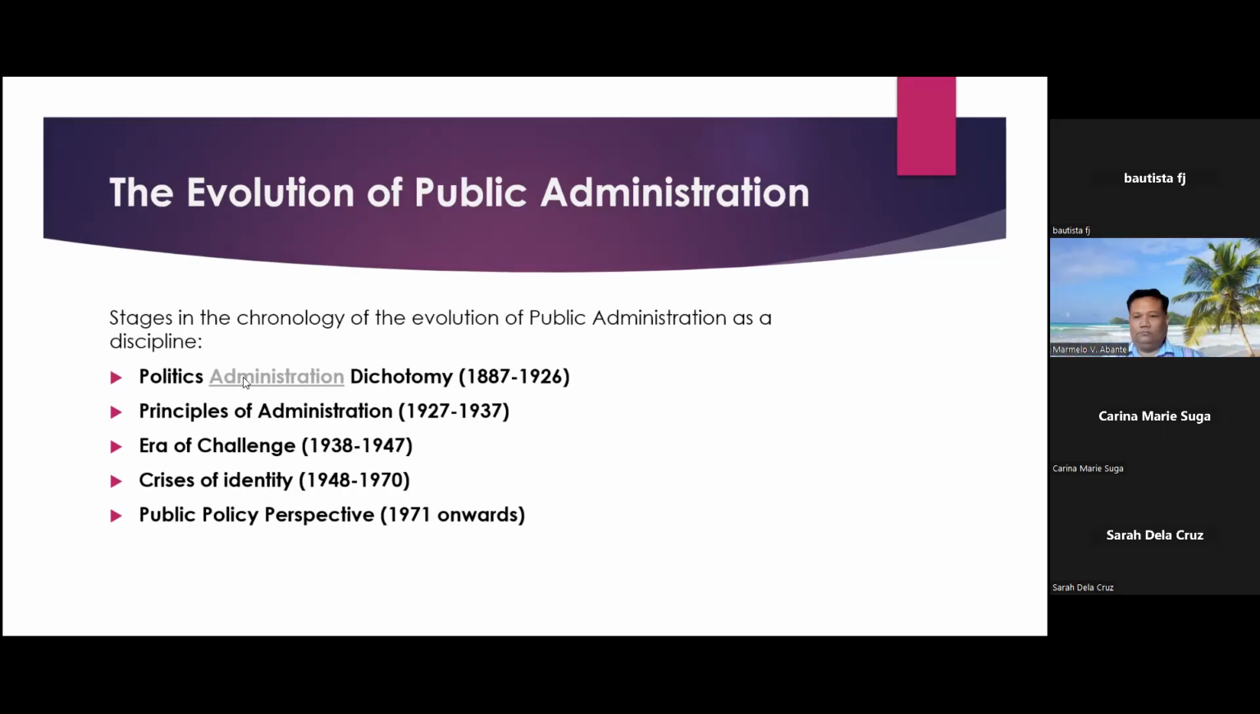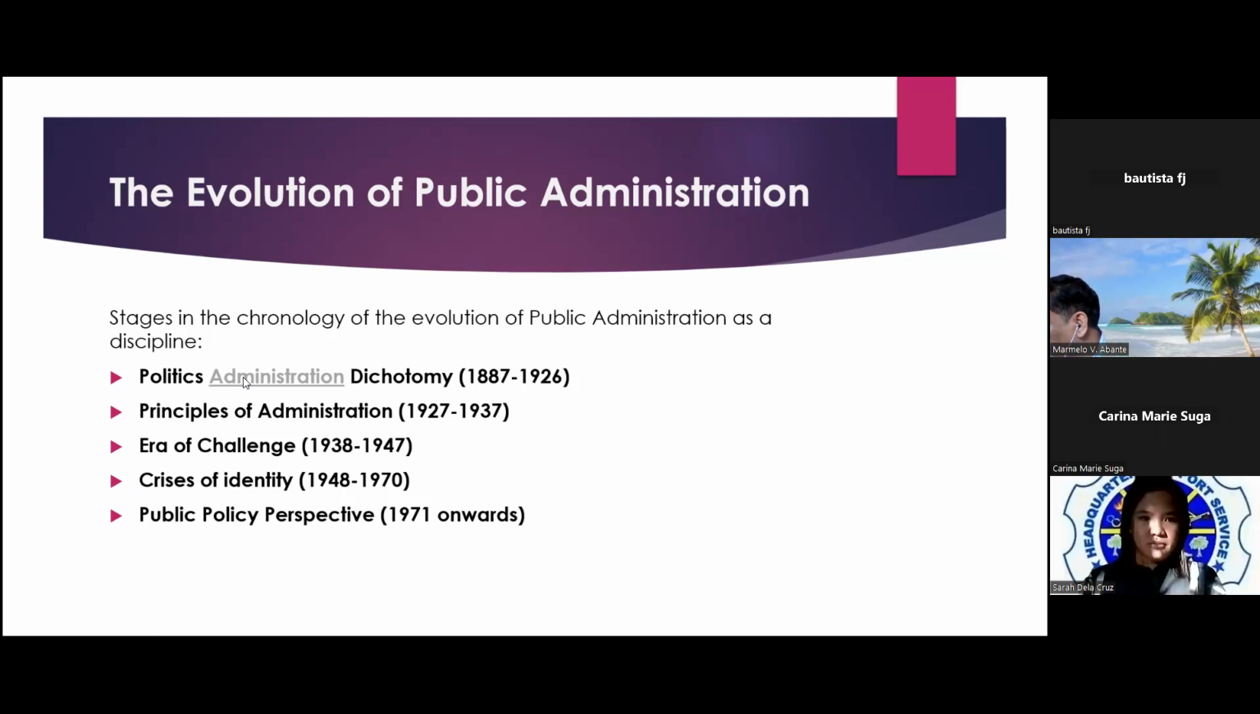Also in this stage, Henry Fayol introduced the 14 principles for better outcomes from the administration. These you can see on your screen.